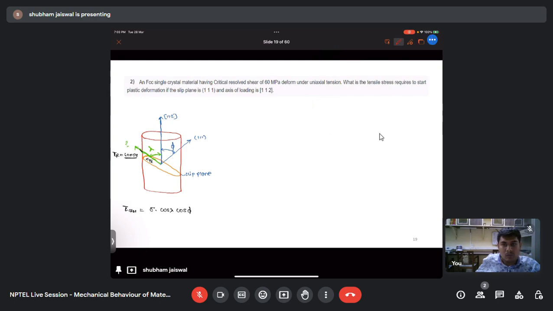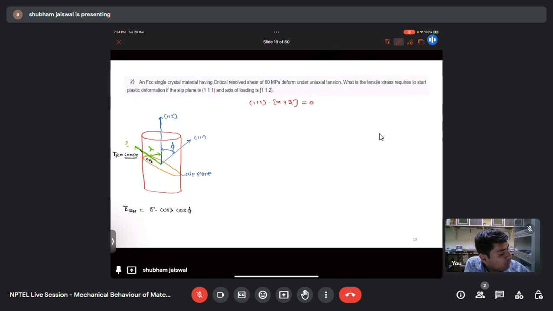So here the material given is FCC. In the FCC, the slip plane is of the family of 111 and the slip direction is 110. If you need to find the slip direction for the slip plane 111, then the dot product of 111 with x, y, z should be 0.